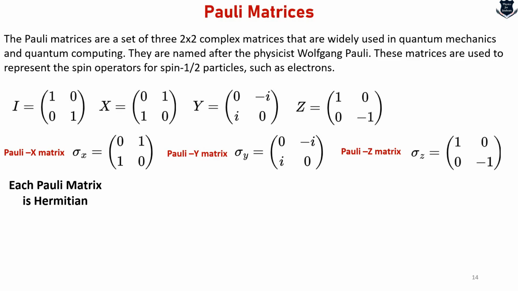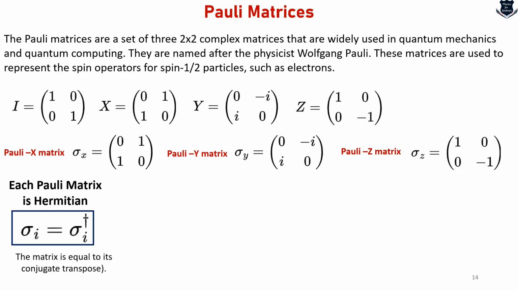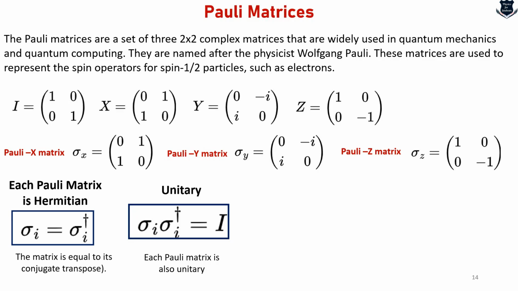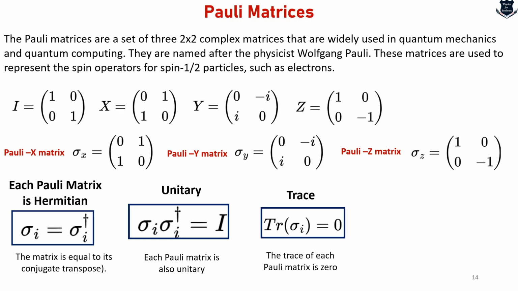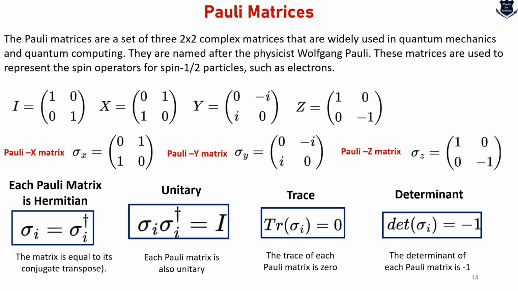The first thing you need to understand is that each Pauli matrix is Hermitian. That means the matrix is equal to its conjugate transpose, which is denoted with a dagger sign, as you understand. The second is that each Pauli matrix is also unitary. That means this one, where I is the identity matrix. The trace of each Pauli matrix is 0, so we denote it by this. And the determinant of each Pauli matrix is -1. So these are a few of the properties.